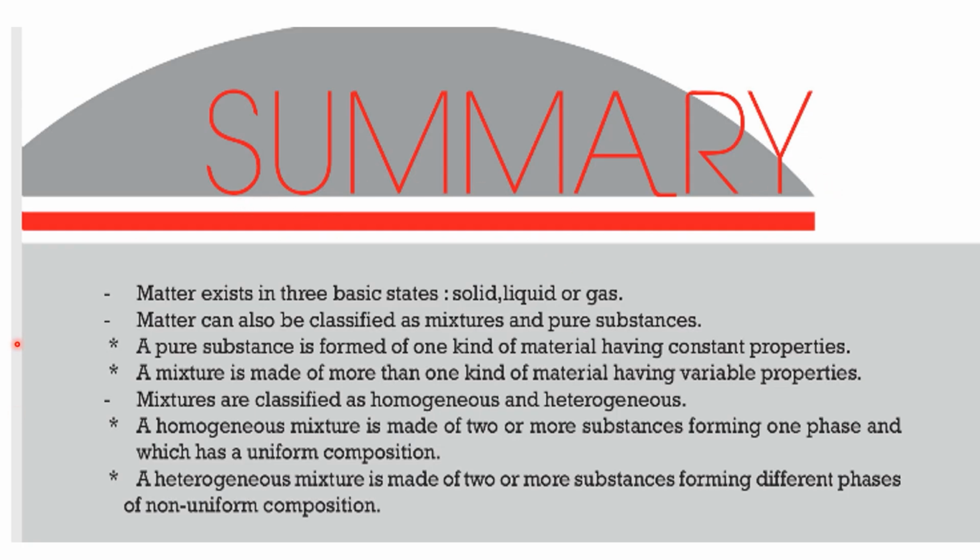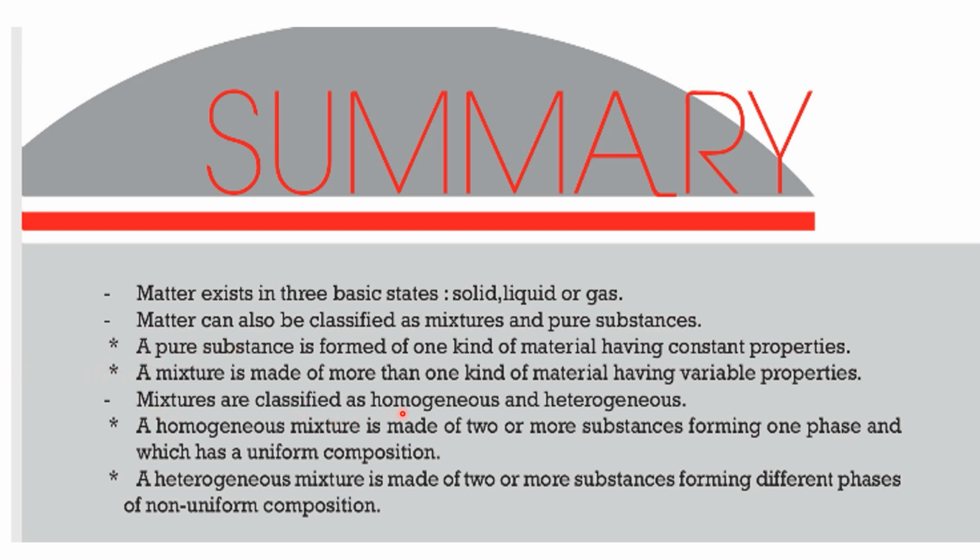Summary. Matter exists in the three basic states: solid, liquid, or gas. Matter can be classified as mixtures and pure substances. A pure substance is formed of one kind of material having constant properties. A mixture is made of more than one kind of material having variable properties. Here we have the definition of pure substance and the definition of a mixture.